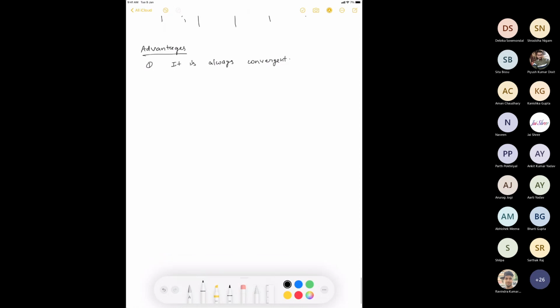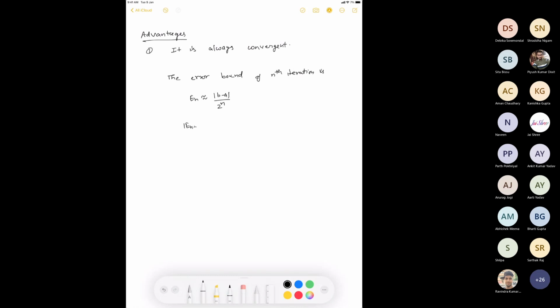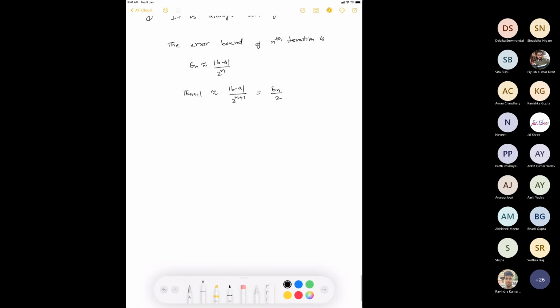Right? So what is going to be the error? We have already seen the error bound of the nth iteration. If I denote the error at the nth iteration, that is mod x star minus xn, by en, we have seen that it is given by this, right? So what will be the en plus 1? En plus 1 will be 1 by 2 raised to power n plus 1, and in terms of the en, this is going to be en by 2, right?